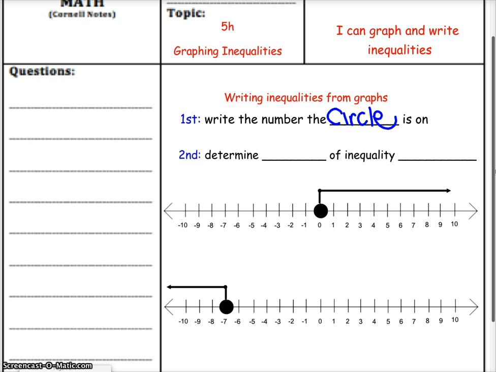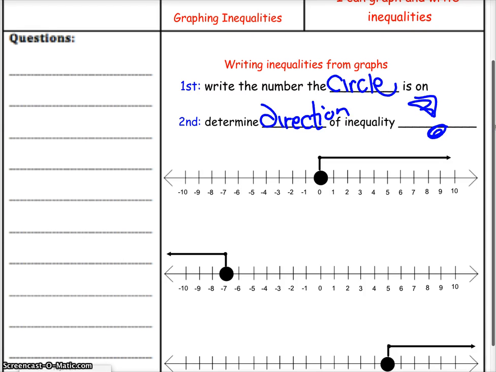And then you determine direction of the inequality. I guess that's all. That's all you need to do. Write the number the circle is on with the variable and then determine direction. Okay?